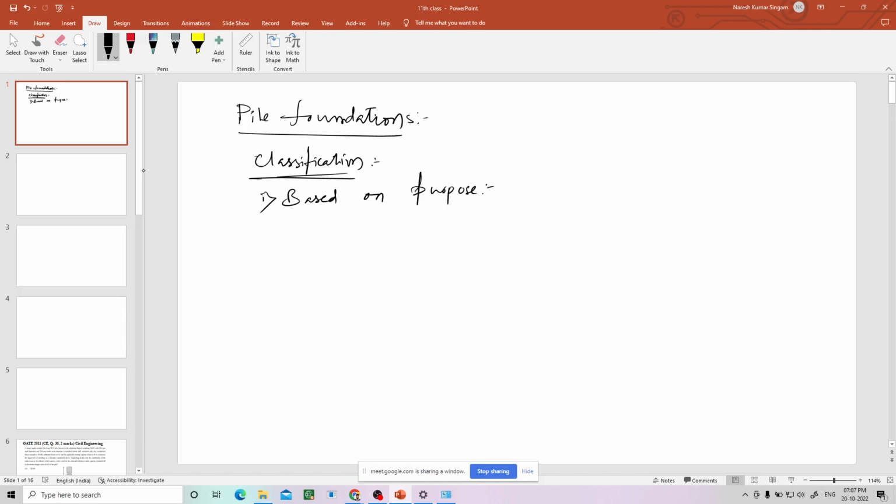So I have said we can use piles for compacting the soil and for tension, to resist tensile loads and as anchors. So we have discussed that classification based on the purpose. And second is based on the load transfer.